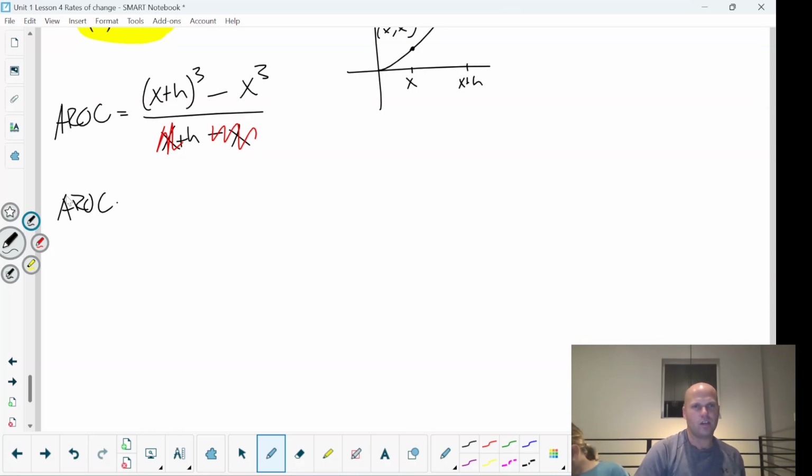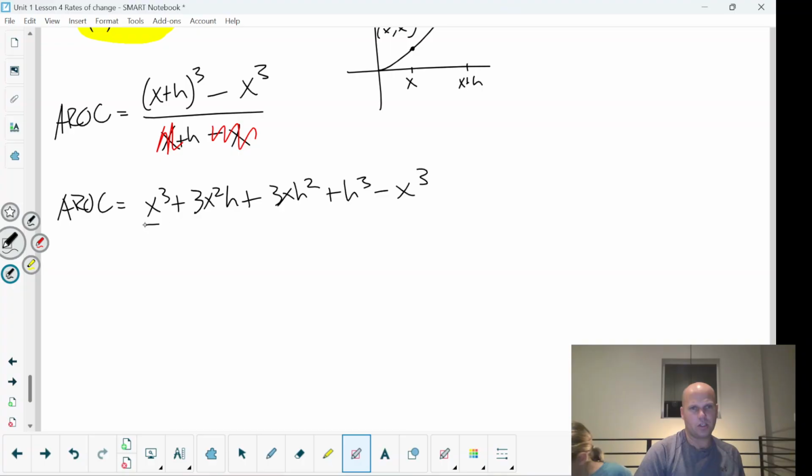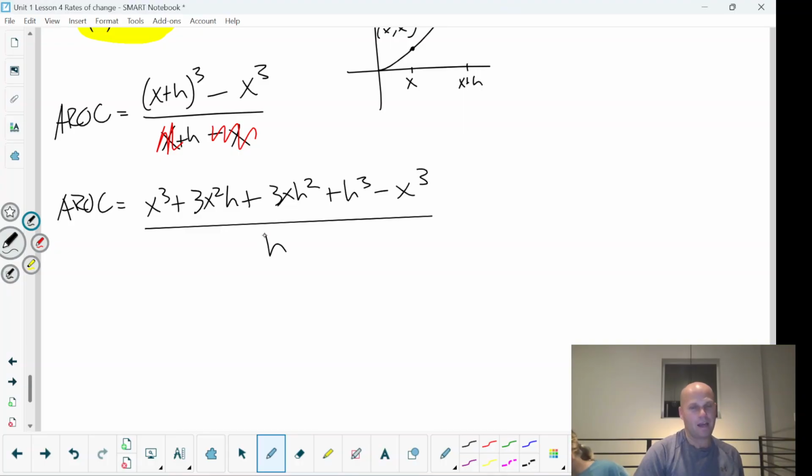where we find the average rate of change is, the x plus h cubed is x cubed plus 3x squared h plus 3xh squared plus h cubed minus x cubed all over h. So I did the distribution, but I still have the minus x cubed, and I have this all over h. Now, automatically, creating this formula is becoming cumbersome.